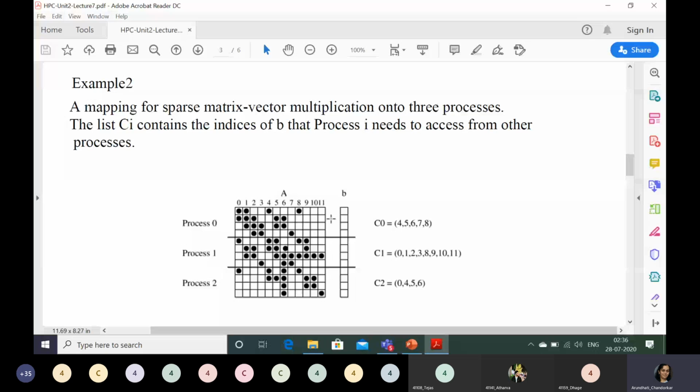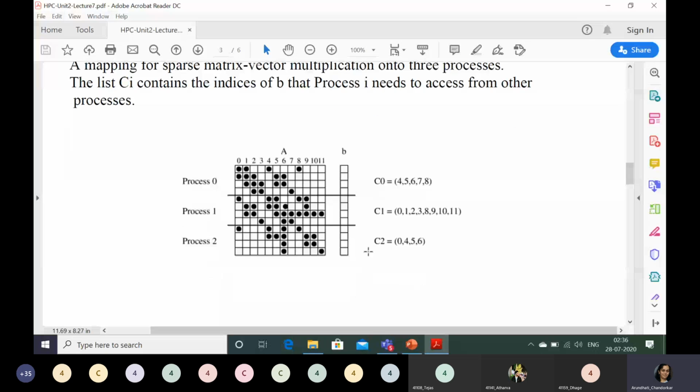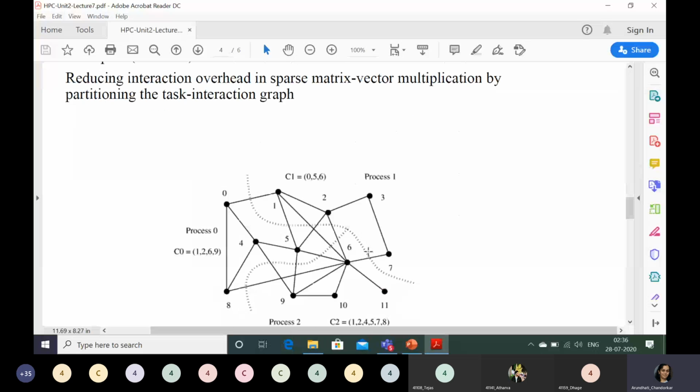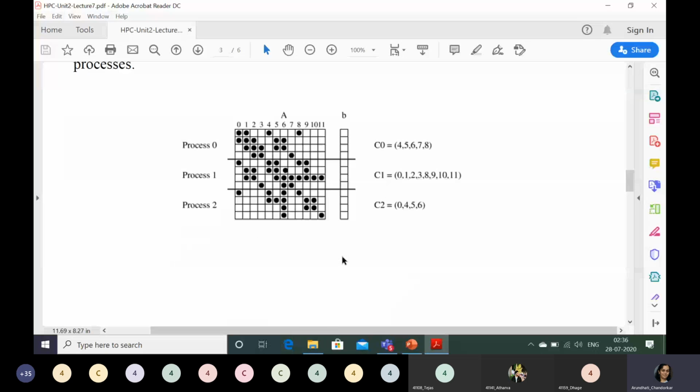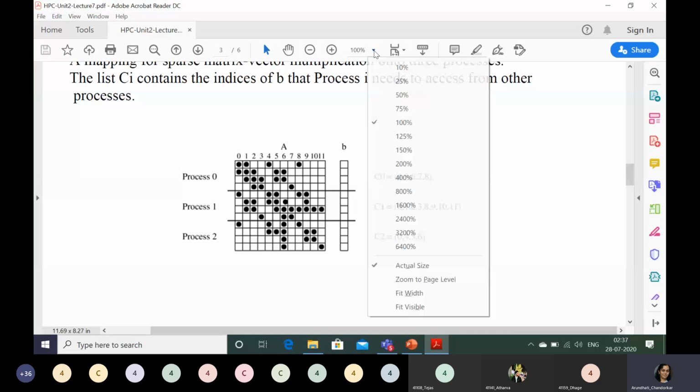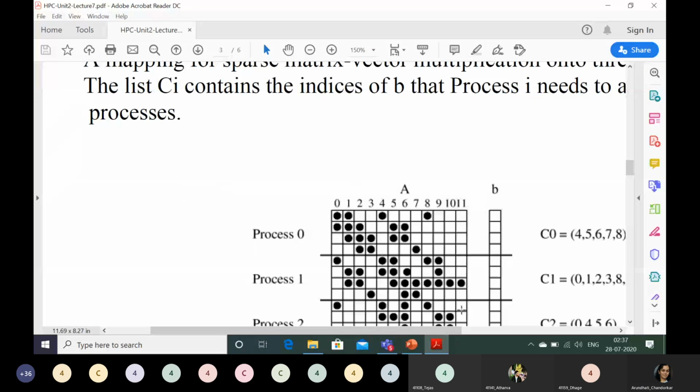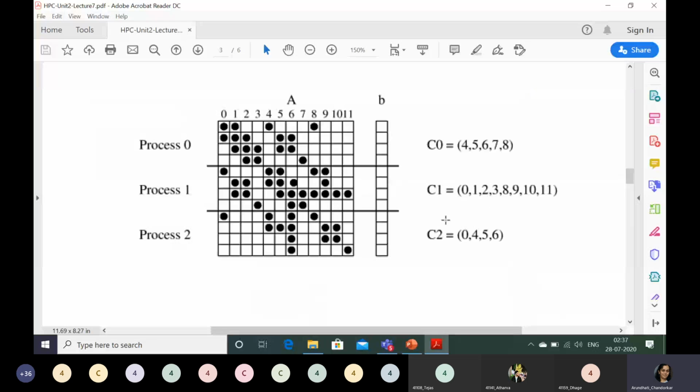So the task interaction graph we had also seen. This is, I think, like this we had also seen. So this is also an example of task partitioning using the task dependency graph. So I will explain this with the help of this diagram because you will understand it better. Let me zoom it. Focus only on this, students. Already we had solved this problem, and those students who were present can recollect.